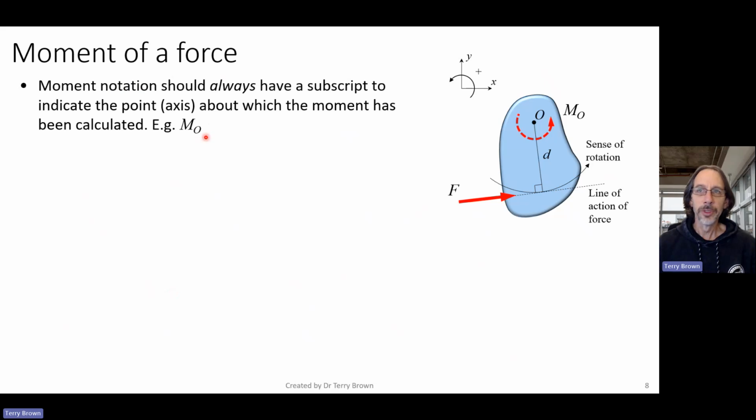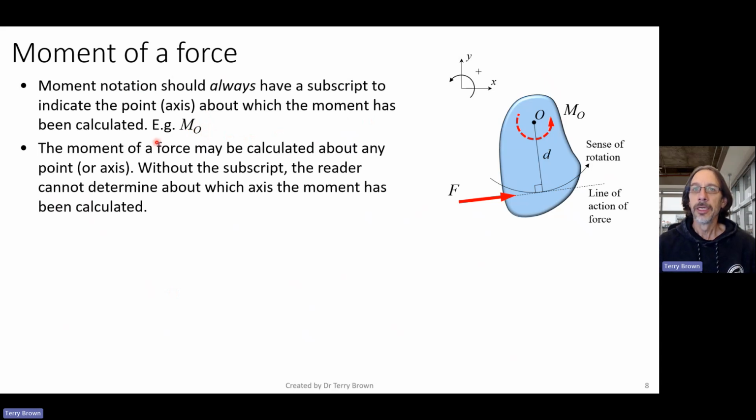When you're writing a moment and doing the calculations, you should always have a subscript to indicate the point about which you've calculated that moment. We can calculate the moment of a force about any point or axis, and without that subscript, the reader can't determine which axis the moment has been calculated about. You can look at the working out and try to guess, but if a reader has to guess what you've done, then you haven't communicated clearly enough. It should be clear in your working out and in your solution where the moment has been calculated.